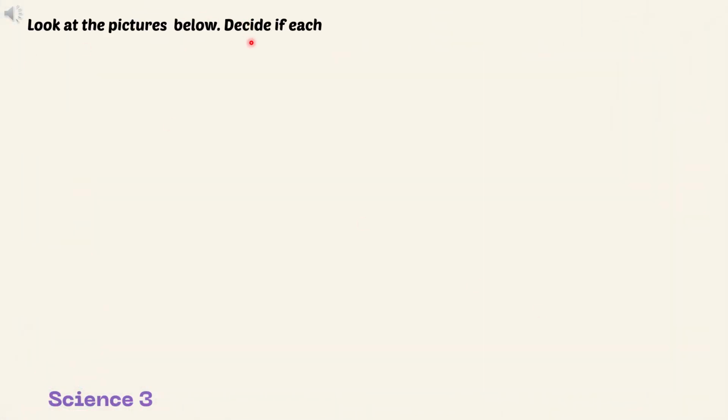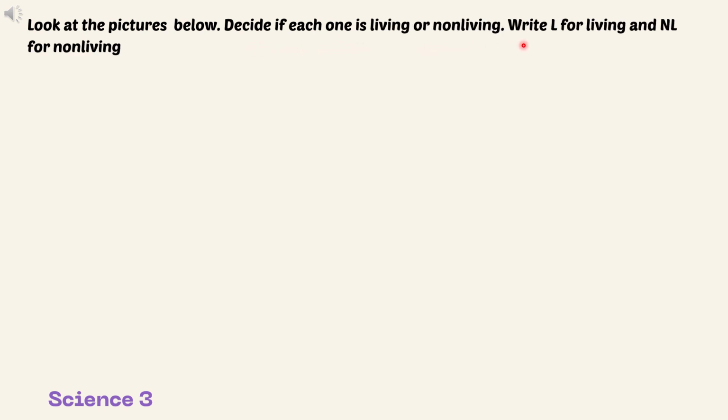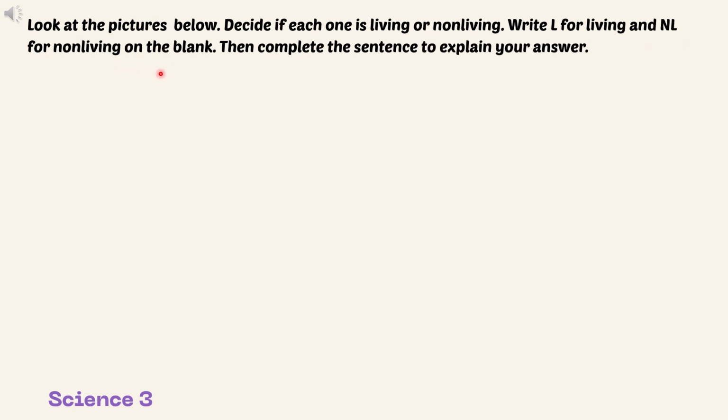Look at the picture below. Decide if each one is living or non-living. Write L for living and NL for non-living on the blank. Then complete the sentence to explain your answer. The first one is done for you.